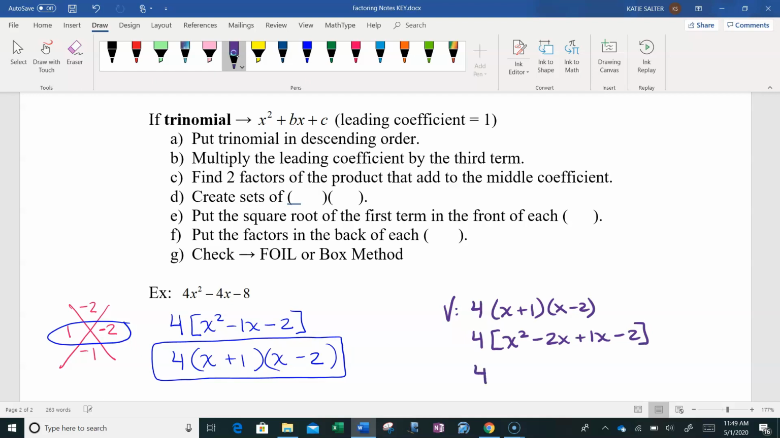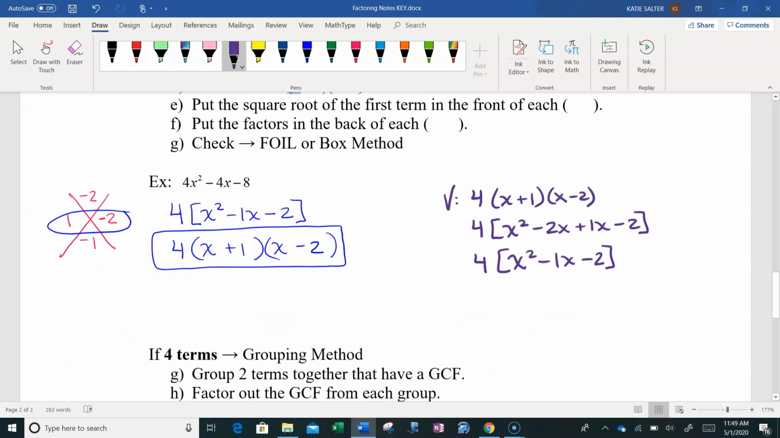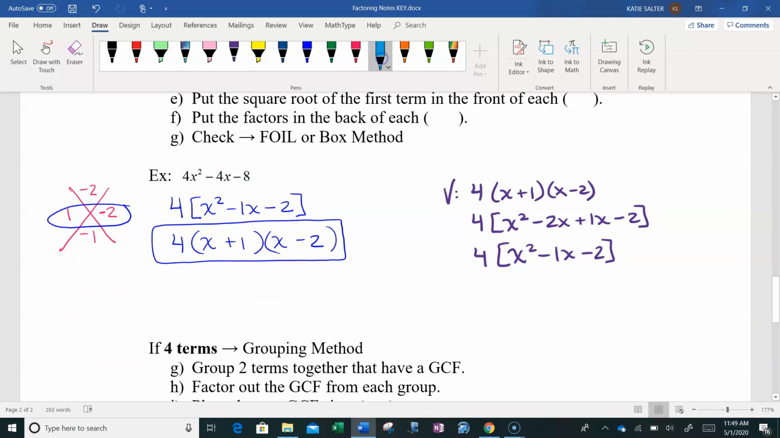I would then combine like terms. So I have x squared, -2x, and +1x is -1x minus 2. And then last but not least, I would distribute my 4 back to each term. And so we would end up with 4x squared minus 4x minus 8, which is what we originally had, so we know we did it correct.